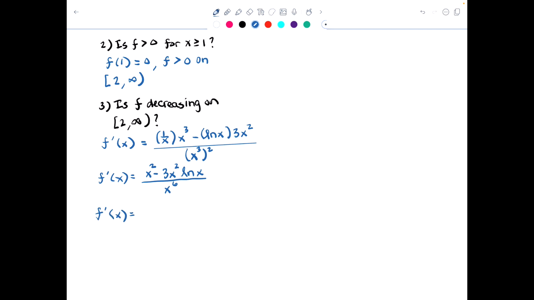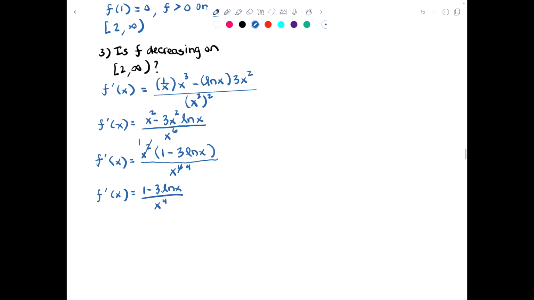Factoring out our x squared, we'll get 1 minus 3 times natural log at x over x to the 6th. We can completely divide out that x squared in the numerator, and in the denominator we'll have x to the 4th, which is always positive. And so f prime at x is equal to 1 minus 3 natural log x over x to the 4th.